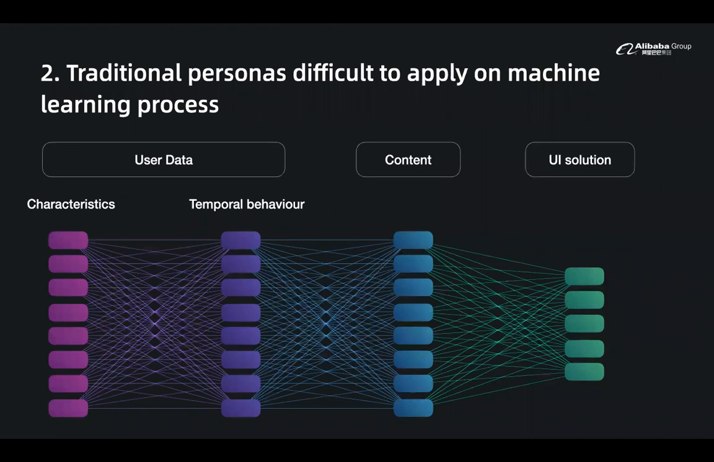And secondly, traditional personas are difficult to apply to the machine learning process because each user has a different profile these days. If you are making a product for millions of users, for example, e-commerce apps, right? Then how can you do personas today? Because each user has a different one. And the machine can generalize solutions according to each user profile. But this kind of profile is very hard for a human to map out manually. So yeah, we are still looking into that.